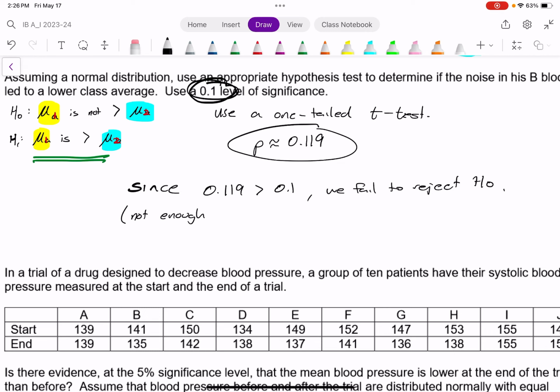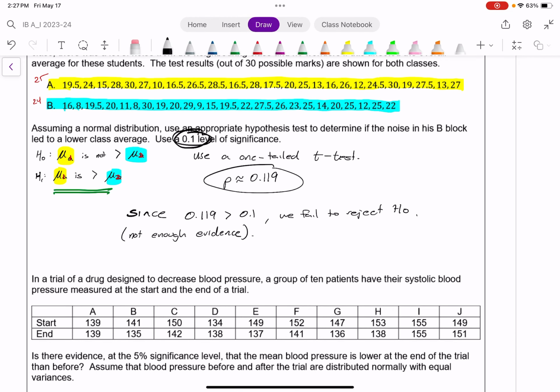So again, it doesn't mean we now know for sure that the difference has nothing to do with the noise. We just don't have enough evidence. And until we have enough evidence, we fail to reject H naught. We have to stick with that null hypothesis, the default hypothesis.